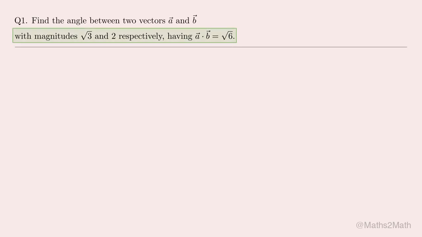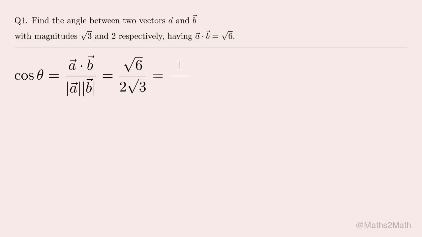Question 1 of the scalar product. Magnitudes and dot product given, angle wanted. The cosine formula inverts directly. Cosine theta is the dot over the product of magnitudes. Root 6 over 2 root 3, 1 over root 2.